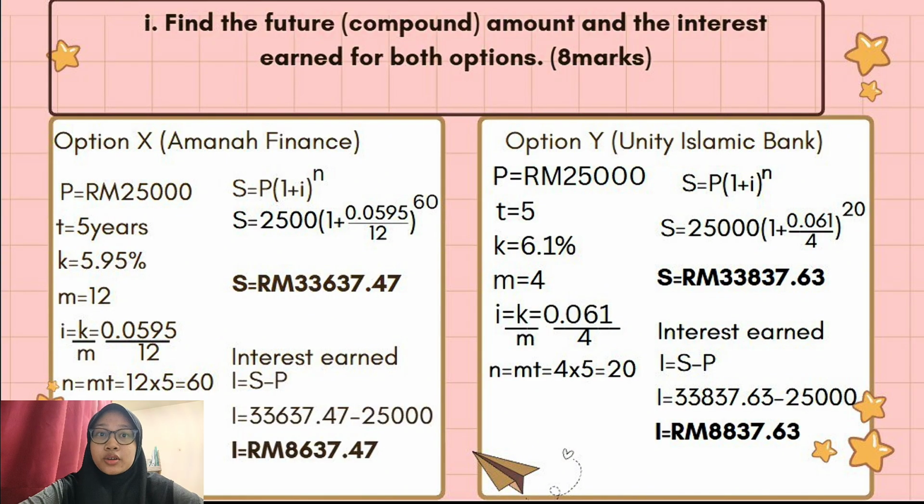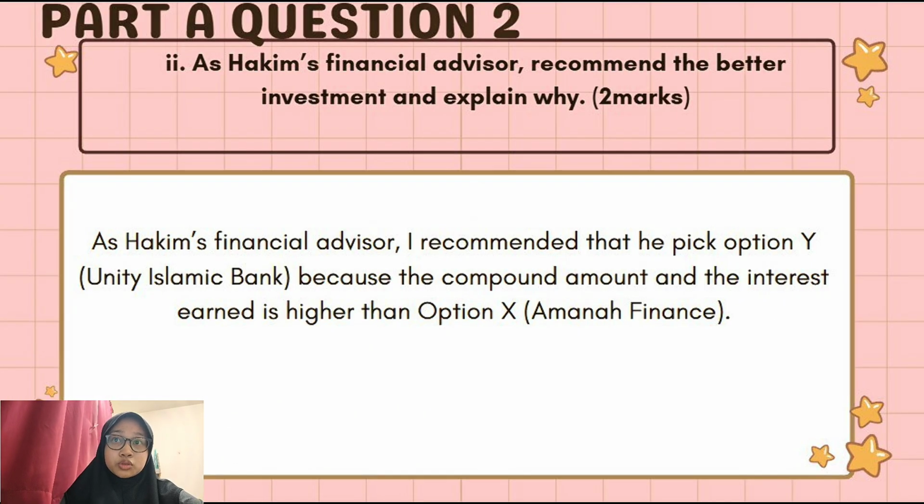For interest earned, we use the formula I equals S minus P, which is 33,837 ringgit and 63 cents minus 25,000. Okay, then we get 8,837 ringgit and 63 cents. Next, part A, question 2: as Hakim's financial advisor, recommend the better investment and explain why. As Hakim's financial advisor, I recommend that he pick option Y, Unity Islamic Bank, because the compound amount and interest are higher than option X, Amanah Finance.